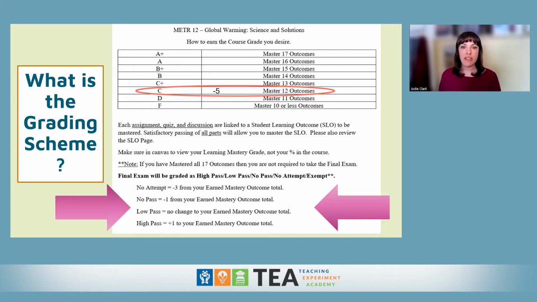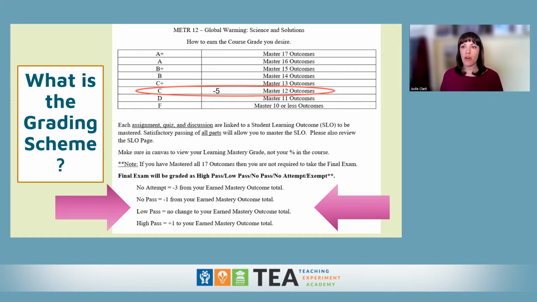So I decided that the final exam would be graded as a high pass, low pass, no pass, or no attempt situation. If they got a high pass, they would bump up a mastery level, so they'd go up a grade level. If they had a low pass, they'd stay where they're at. No pass, they'd drop down a mastery level. And if they did not attempt the final at all, they would drop down 3 mastery levels.